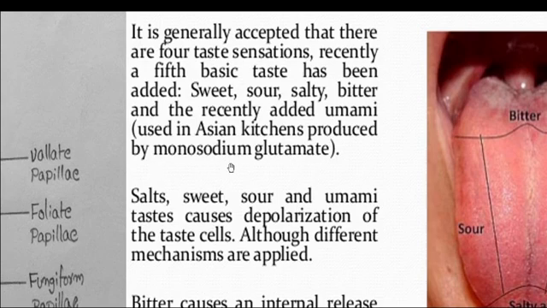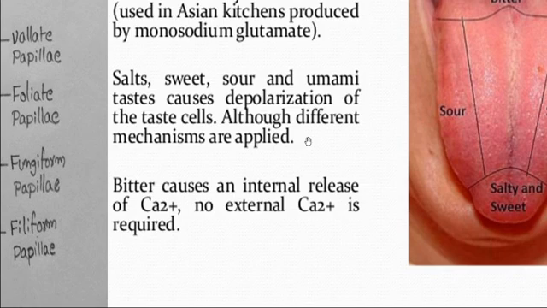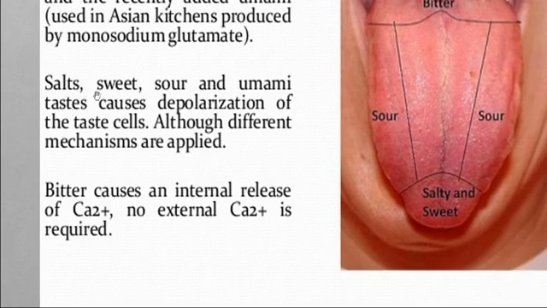Although you may not know monosodium glutamate, glutamate is one of the amino acids, and attachment of one sodium to it makes it monosodium glutamate. We are still going to look at that when we study the structure of large molecules. So salt, sweet, sour, and umami tastes cause depolarization of the taste bud.